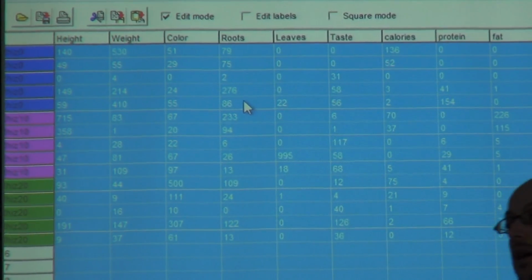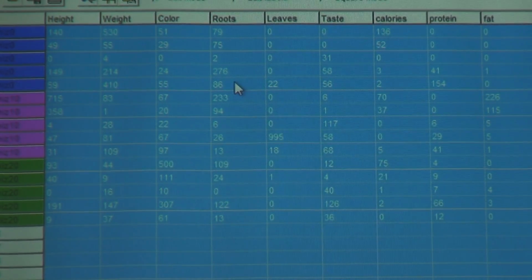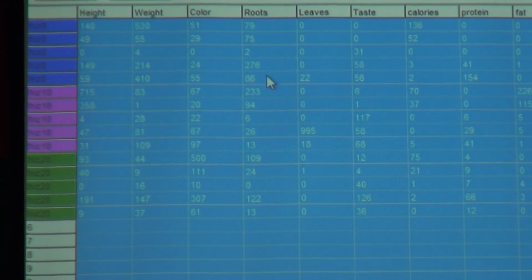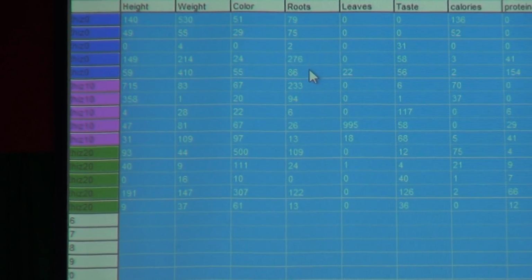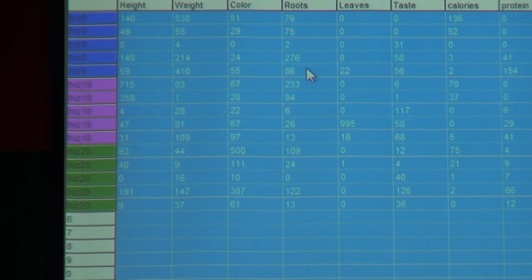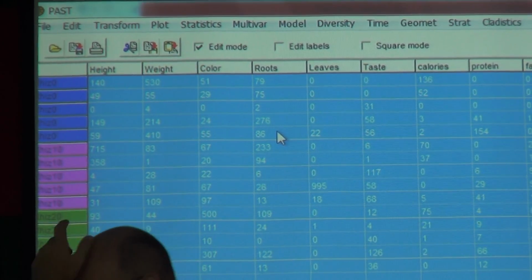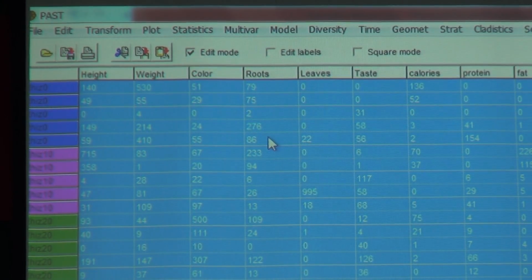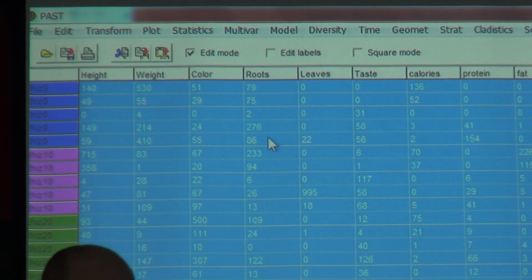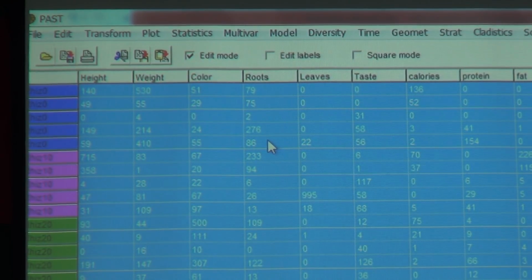Now, we have looked at the ordination, all of our samples on a map. We have tested the amount of difference between the groups and the significance of difference between the groups. The last thing we need to do is, if we have indeed a significant difference, we want to know which one of our parameters is causing this difference.